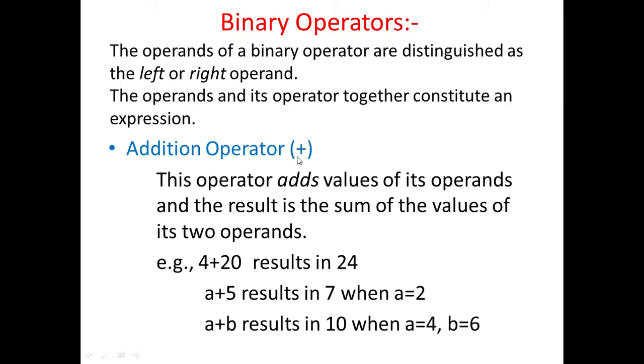This is the plus sign. This operator adds values of its operands. For example, 4 and 20 are two operands, so the values of these two operands are added. So 4 plus 20 equals 24. And the result is the sum of the values. So 4 plus 20 will result in 24. A plus 5. So the computer will ask what is the value of A. So we will tell A is 2. So it will give us the value 2 plus 5. It will result in 7.